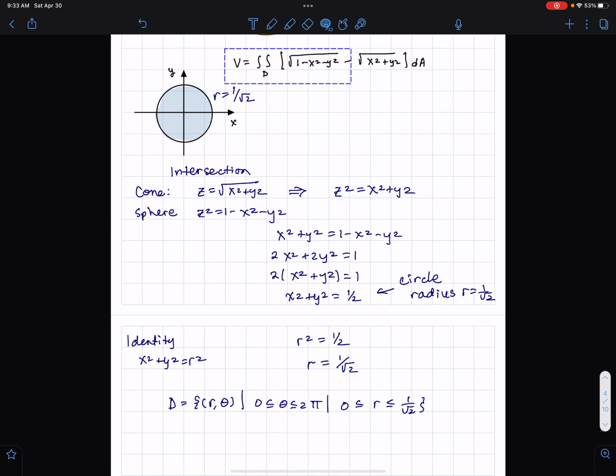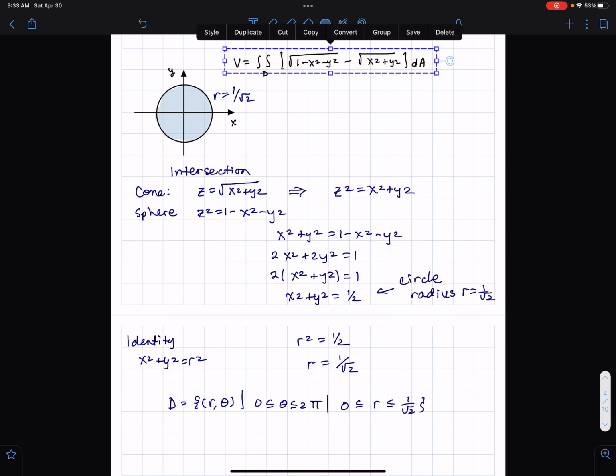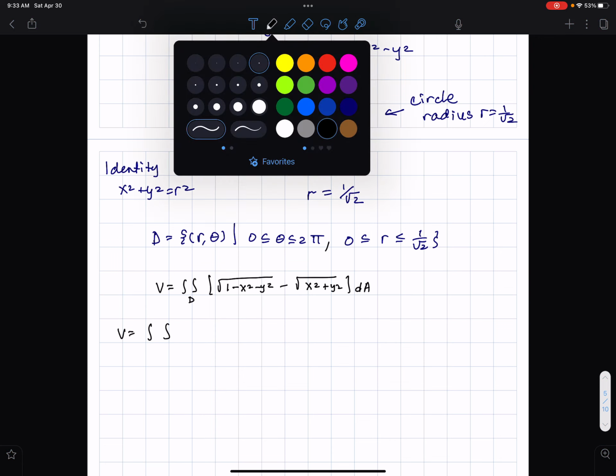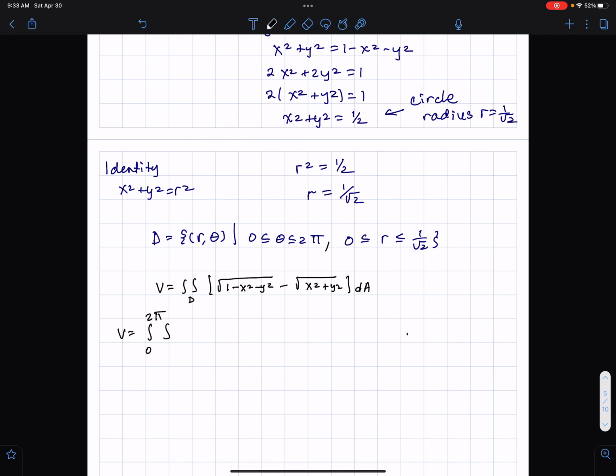So we're getting there. Now I'm going to copy and paste this volume expression. Okay, so here we go. So volume is going to be this double integral, and I'm going to integrate first with respect to theta, 0 to 2 pi, that'll be d theta. And then with respect to r, and r will go from 0 to 1 over square root of 2. And now I'll write down the difference of these functions. But I'm going to use again that x squared plus y squared is r squared. And over here, I have 1 minus x squared minus y squared, so that's going to make 1 minus r squared. So I'll have the square root of 1 minus r squared minus the square root of r squared.